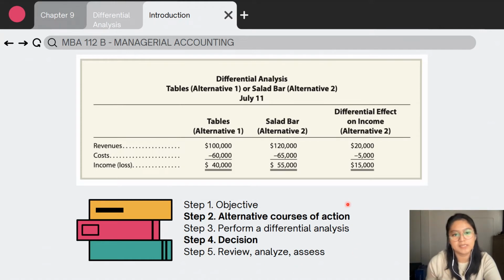It can be done by comparing the actual revenues and costs to the initial table that we have here. And if there is a huge difference in the amount, another differential analysis might need to be created in order to again decide if alternative 1 or alternative 2 would be the best course of action.